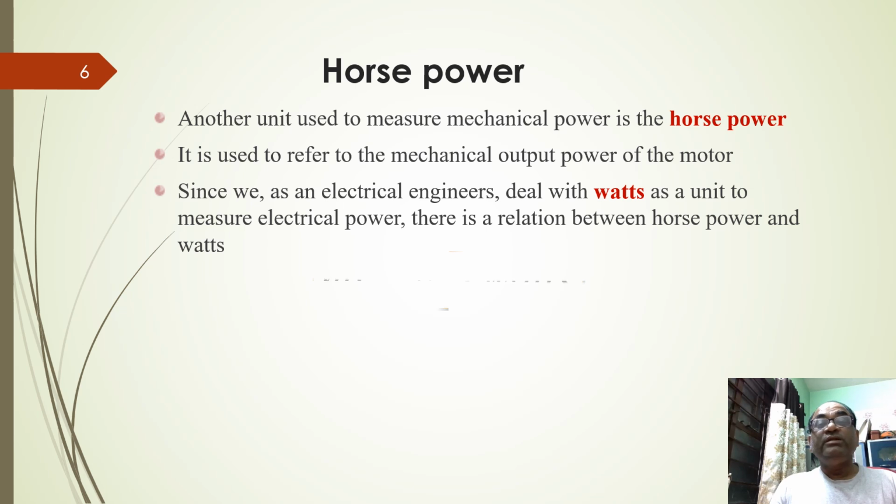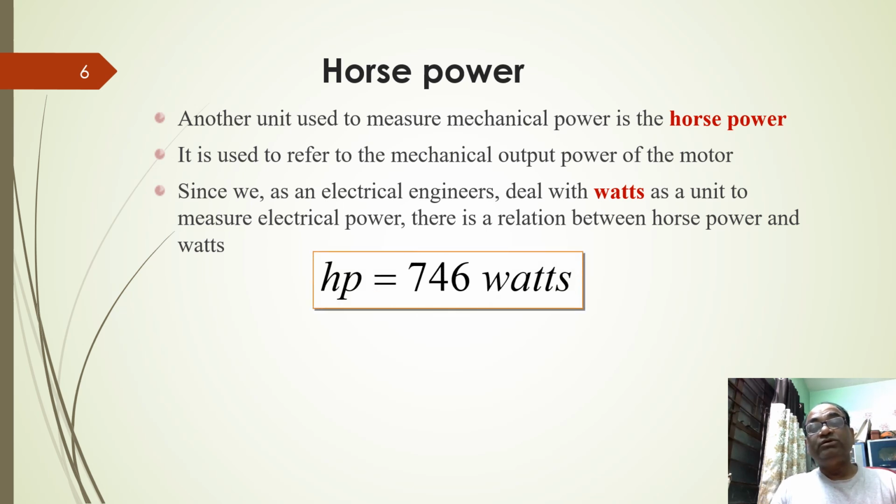You must be knowing that motors are sometimes rated in horsepower, and there is a relationship between horsepower and watt. 1 horsepower is equal to 746 watts. So that you have to understand. This figure could vary from place to place.